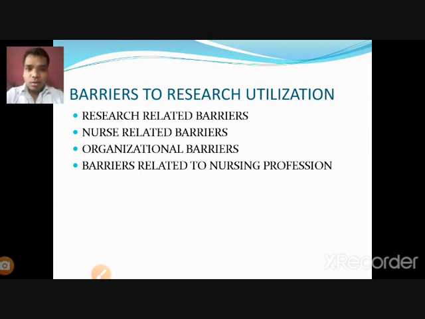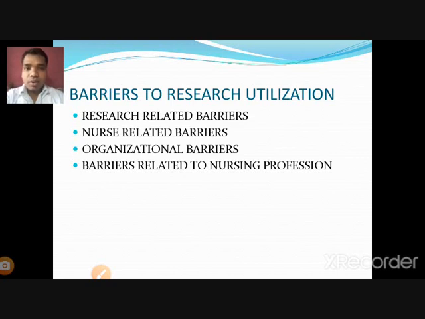Second one is nurse related barriers, which are human error or nurse error. Then the organizational or institutional barrier: when we go for a study in an institution or an organization, if any problems or any misconception is caused by the organization, it will be called the organizational barrier.